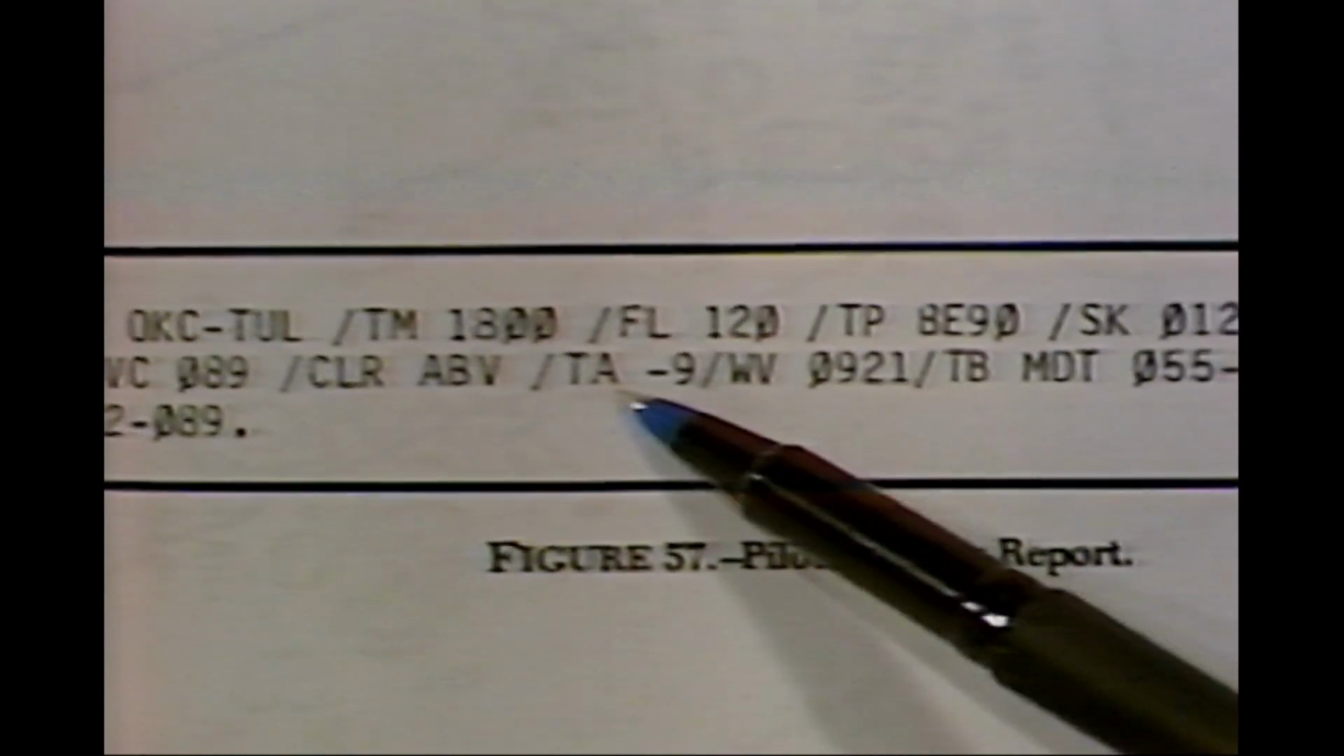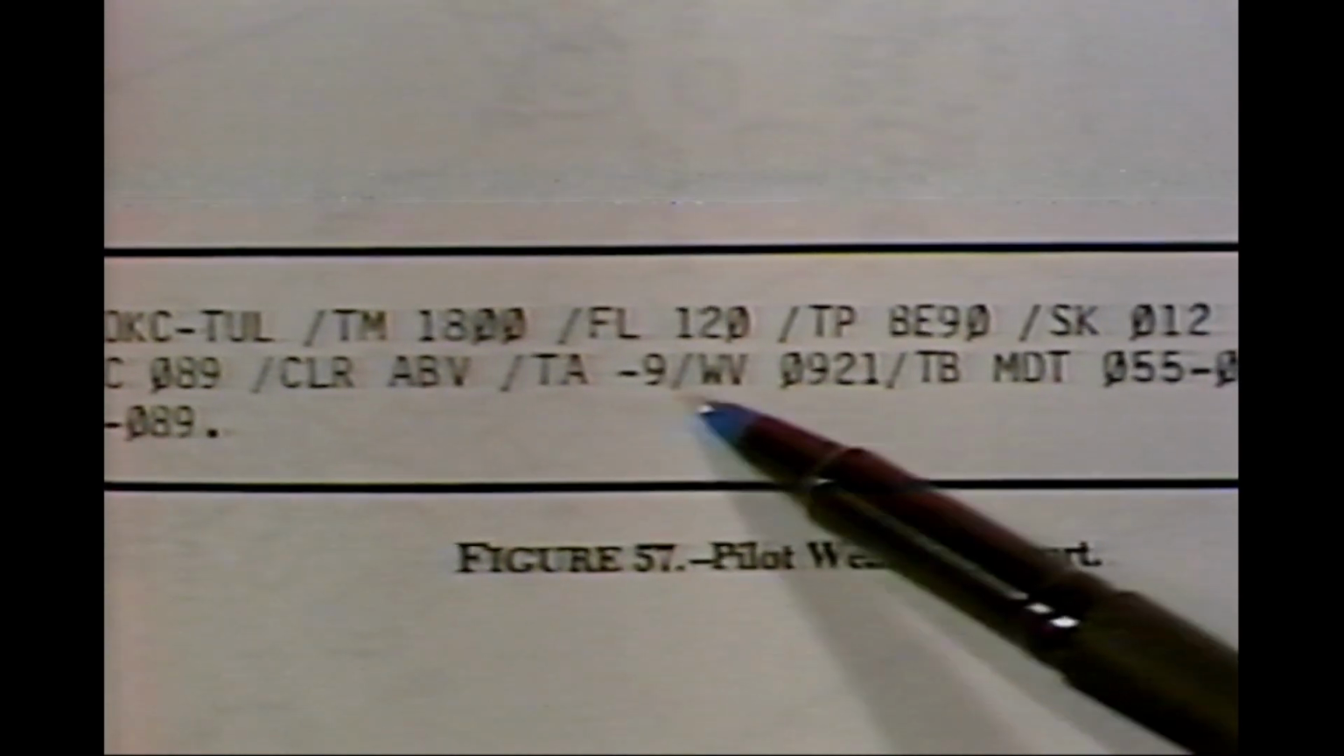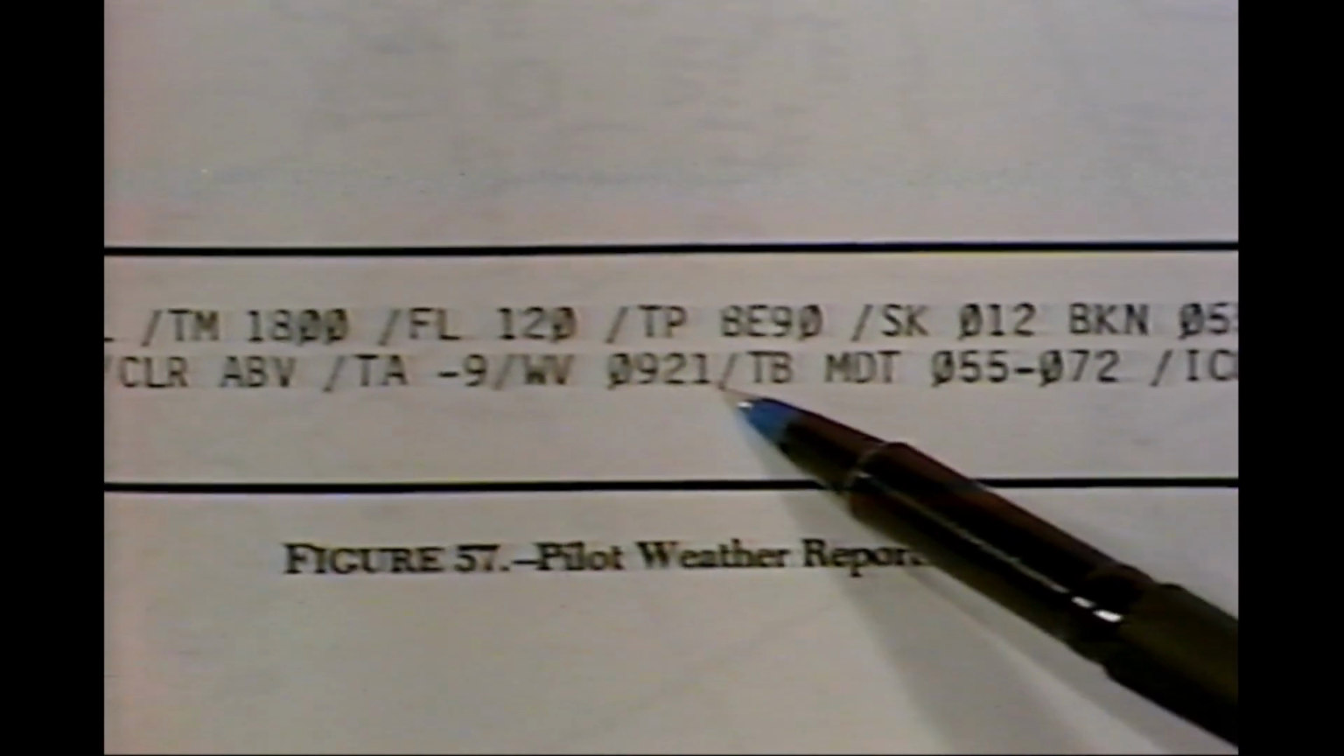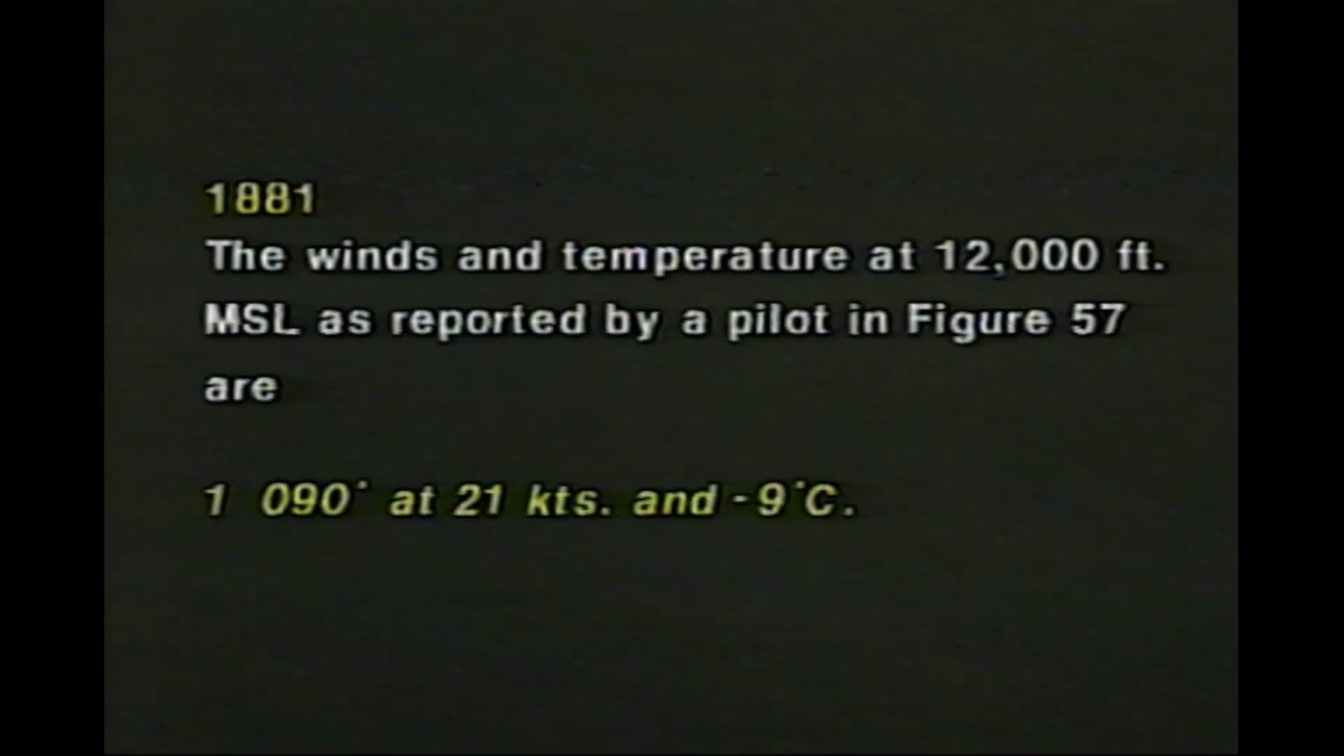Question 881. The winds and temperature at 12,000 feet MSL as reported by a pilot in figure 57 are? Well, again, figure 57 is that pilot report, so we follow along after what we just talked about. It says clear above, TA is temperature -9, wind velocity 090 true, 21 knots. So it's answer number 1, 090 at 21 knots and -9 degrees Celsius.